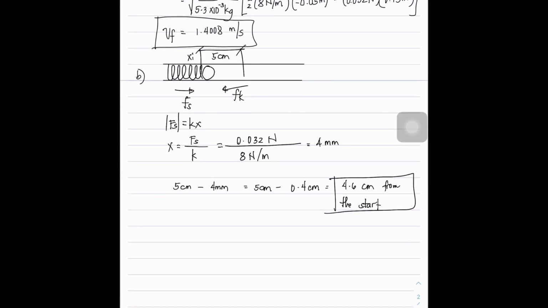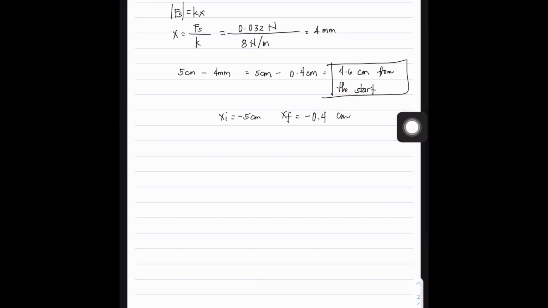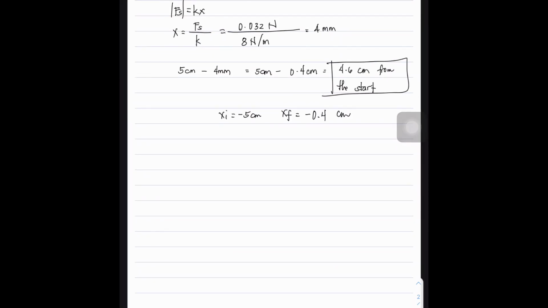Now, we're going to find out what our maximum speed is. The initial position of our ball is negative 5 centimeters, and the final position would be negative 4 mm, and the distance is 4.6 centimeters from the start.